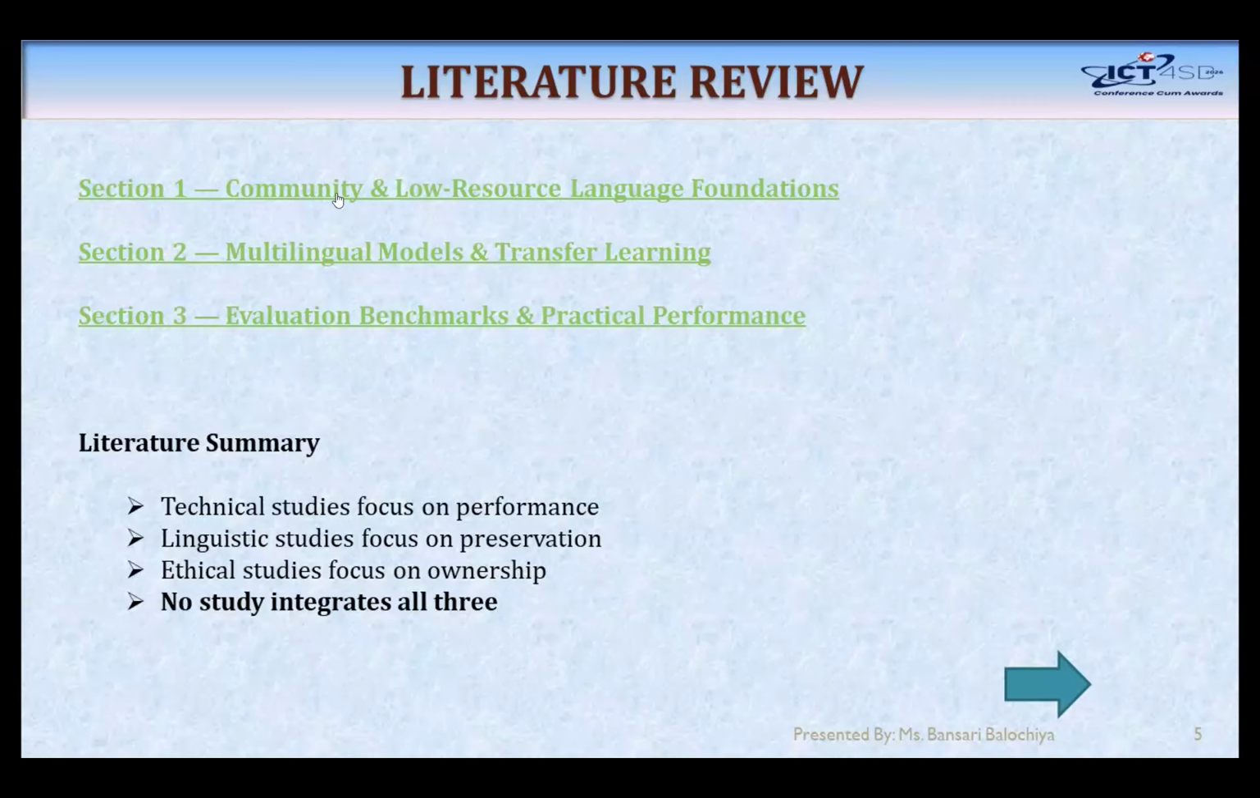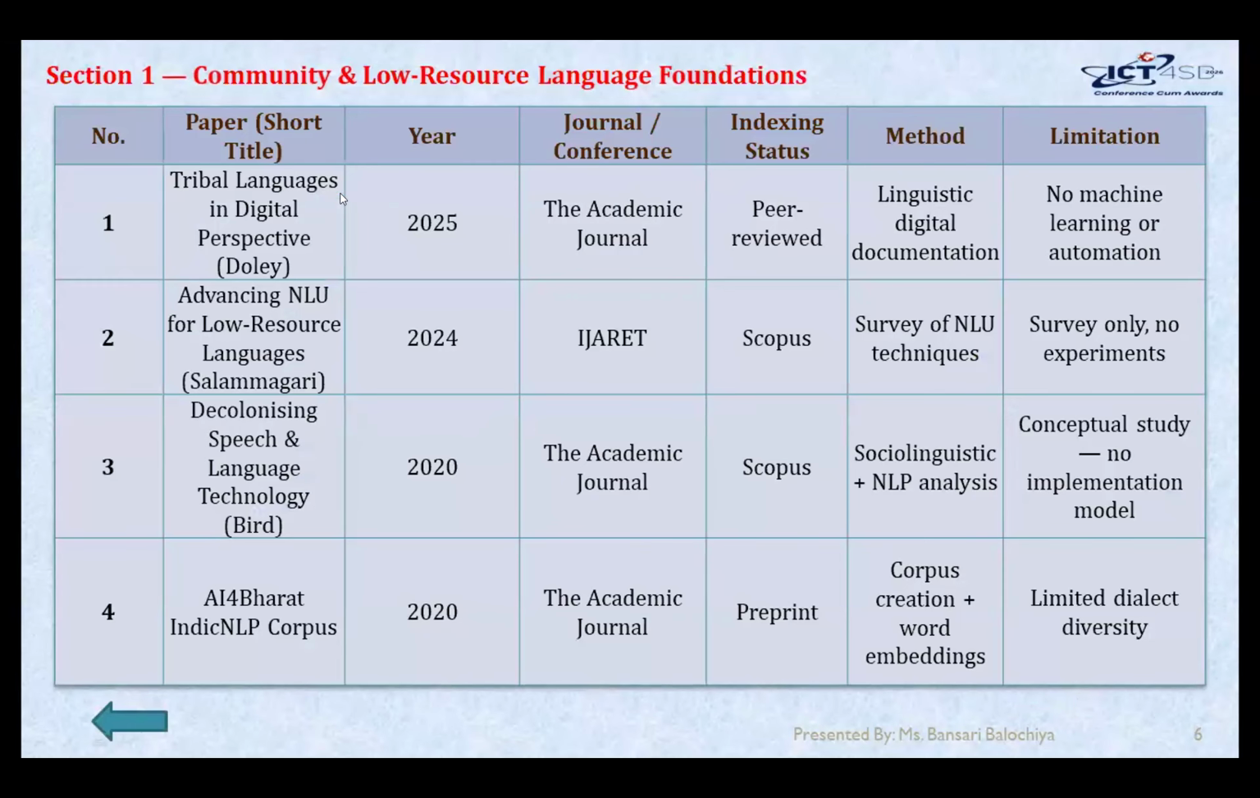So I will go, if I read section 1, these four papers from respected indexing, such as tribal language in a digital perspective, advancing NLU for low resource languages. This methodology consists of linguistic digital documentation. And the limitations of these four papers, if I summarize: machine learning or automation survive only in experiments. Conceptual study, no implementation in the model. So limited dialectic diversity is there.